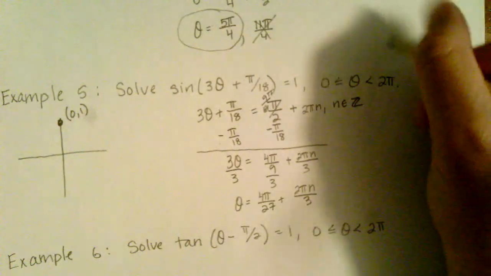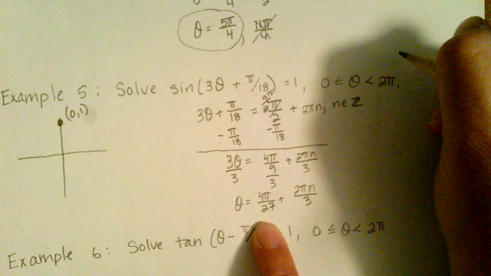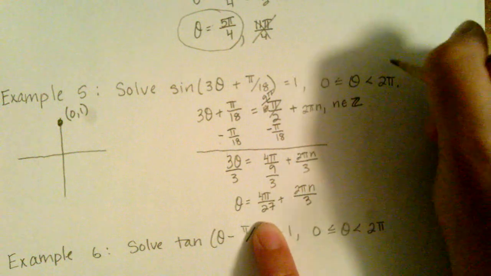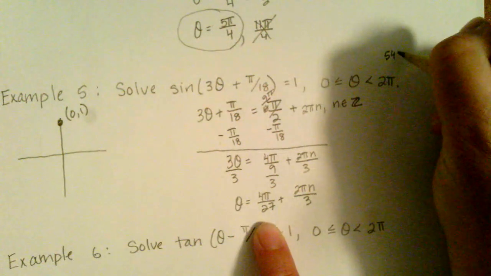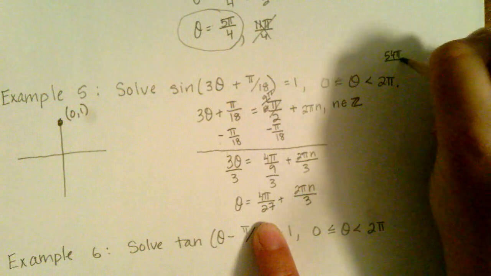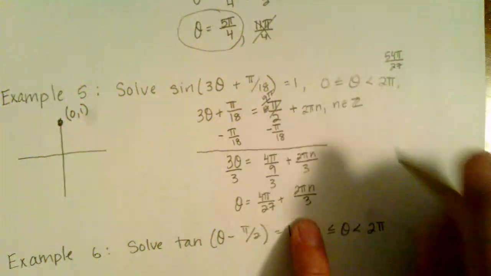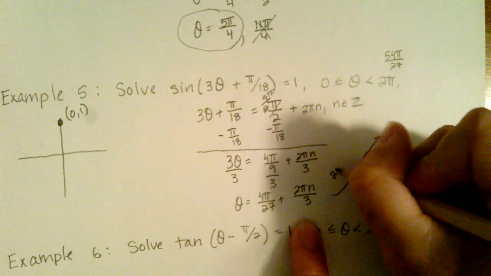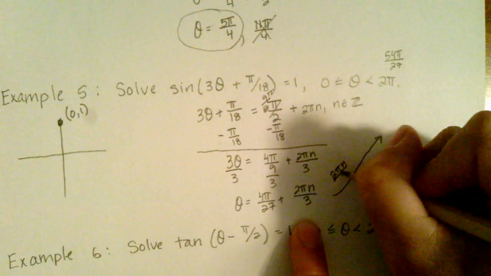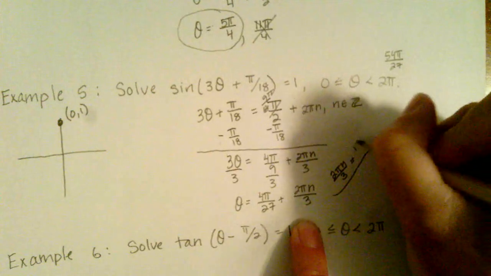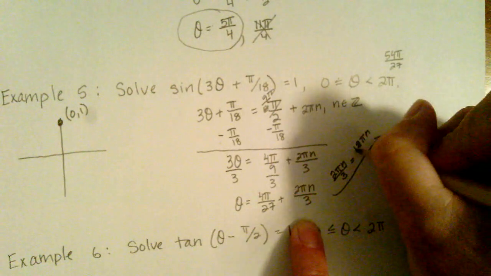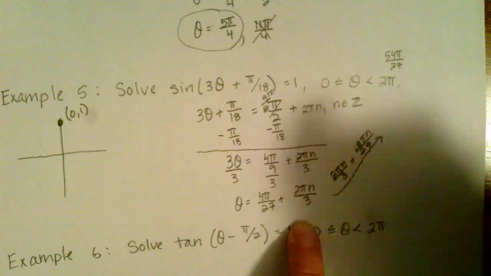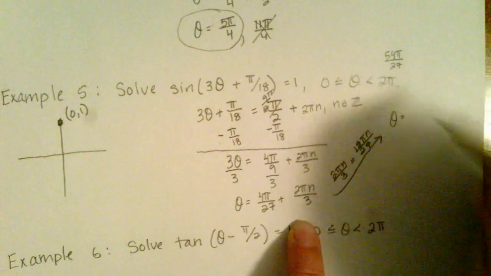Okay, so my 2 pi in terms of 27ths is going to be 54 pi over 27. And I am also going to think that my 2 pi n over 3 is going to be 18 pi n over 27, just to make my arithmetic a little easier.